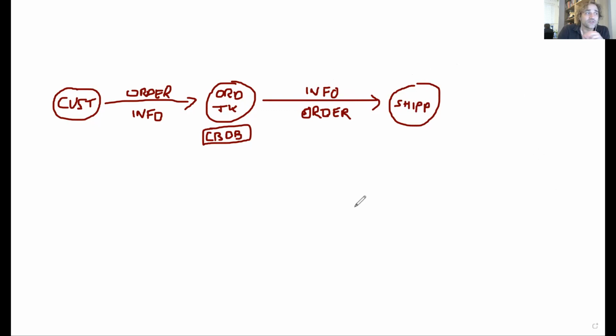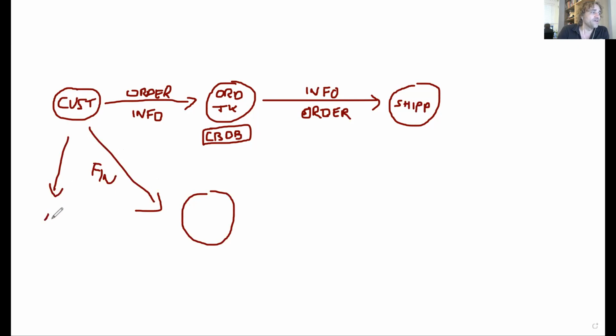Yeah, information about the order is sent to the financial department. So I think the customer will give some financial information to the financial department. Probably this is multiple types of information, because this will probably first go through iDEAL or some other payment agency, and then it will go to the financial department. But that's a bit too complicated for now.